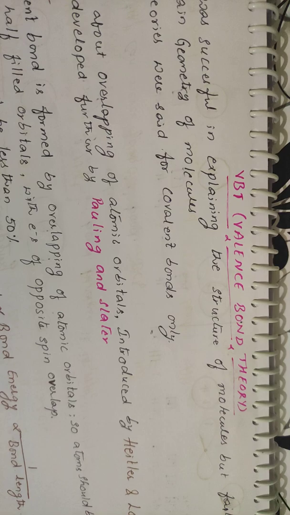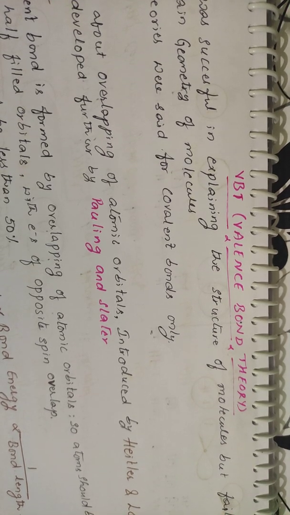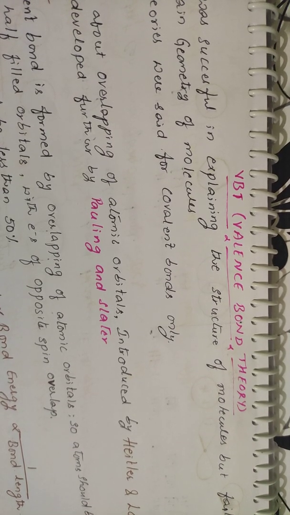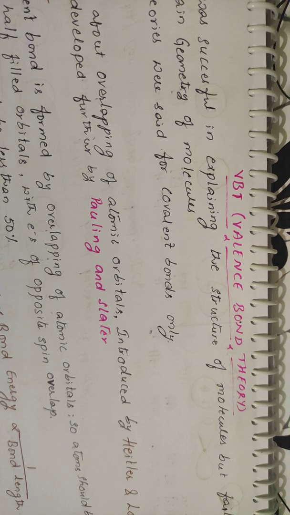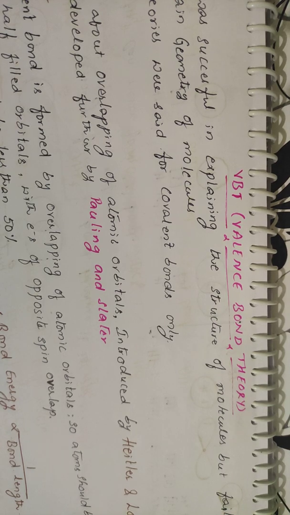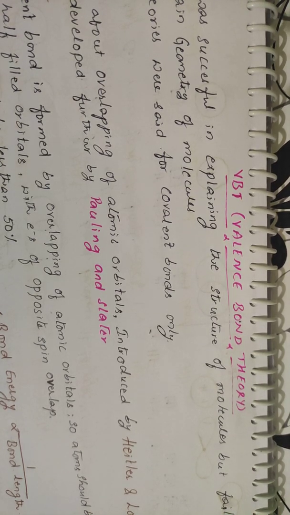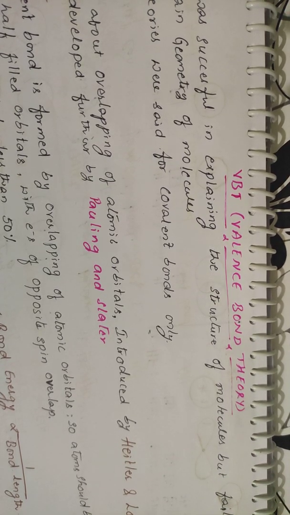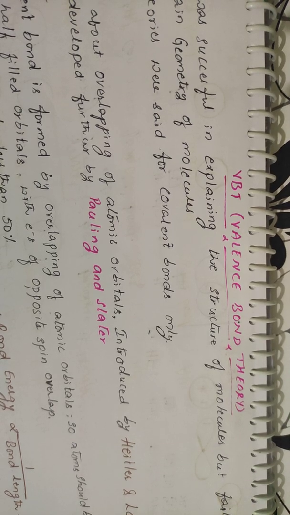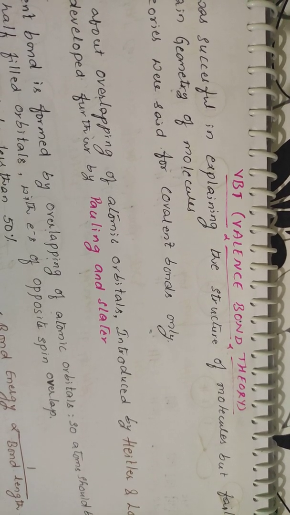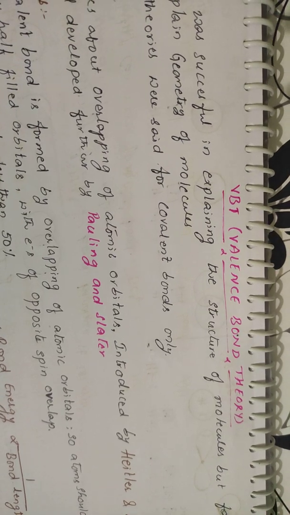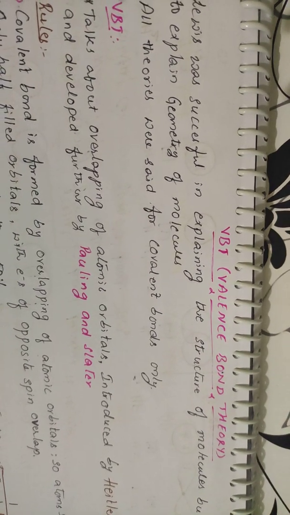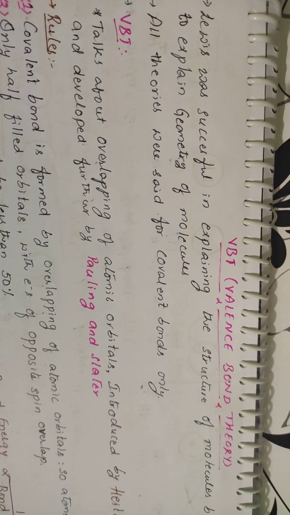And today we are going to deal with new content, some theories. From now onwards, we will be starting with the theories. There are many theories like valence bond theory, VSEPR theory, that is valence shell electron pair repulsion theory, molecular orbital theory, and so on, right? And all these theories will be explaining only regarding the covalent bond. All the theories we are going to learn will be explaining only the covalent bond.